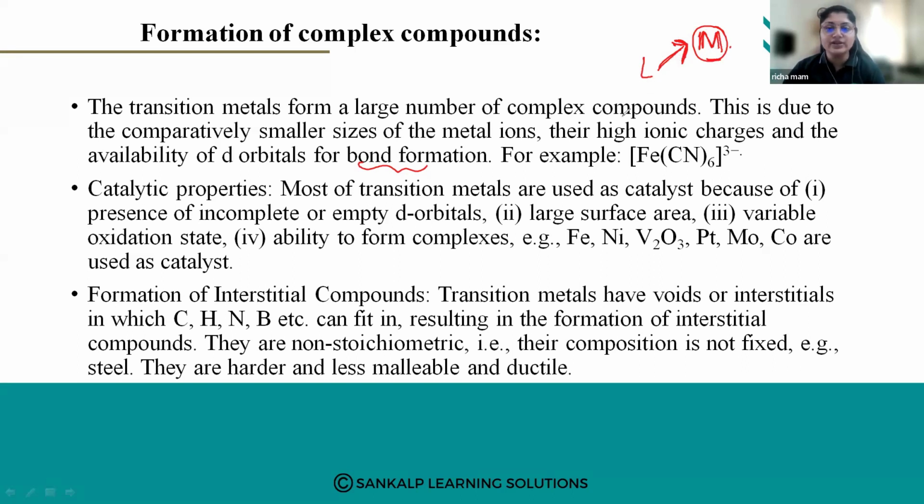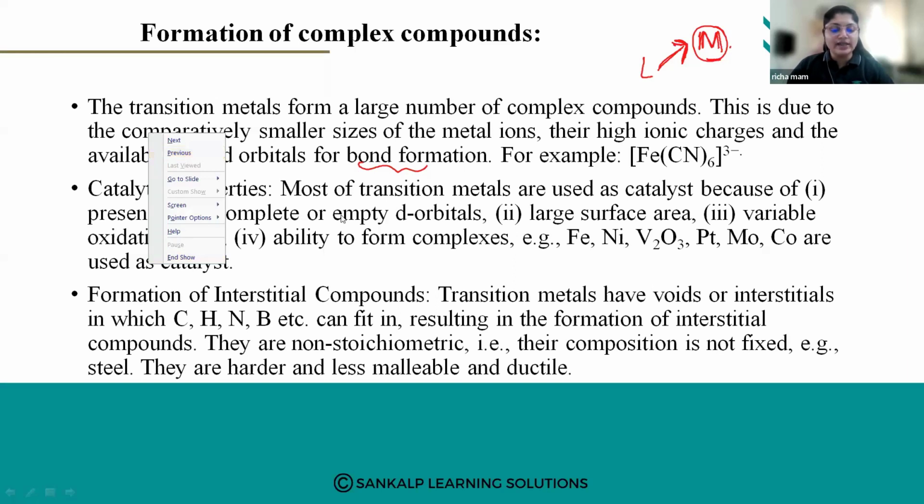So ions with higher positive oxidation state are more stable as compared to those with lower oxidation state. And as the atomic number increases, the stability of the complex also increases. So these are some of the points for formation of complex compounds.